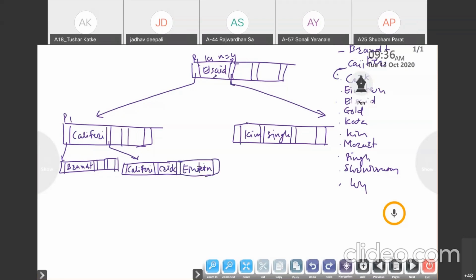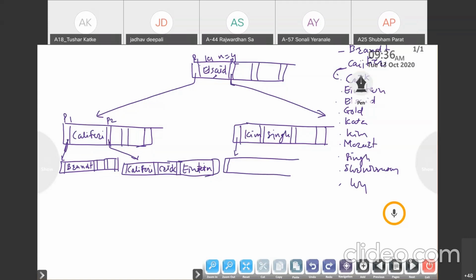Okay. So observe here, this pointer P1 points to the records which are less than Calipari, that is Brandon, and this pointer P2 points to the records which are greater than or equal to Calipari. So Calipari, Crick and Einstein are less than Ilsaid. Now we move towards the next one. This pointer points to the records which are less than Kim and greater than or equal to Ilsaid.